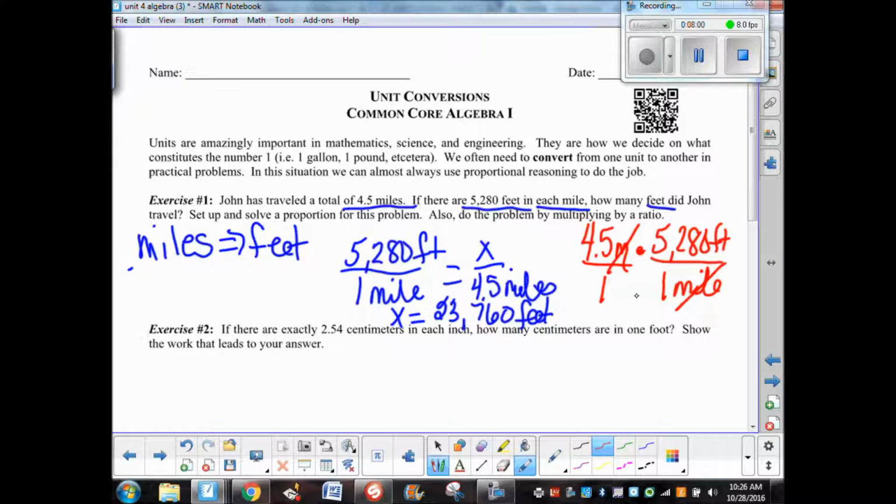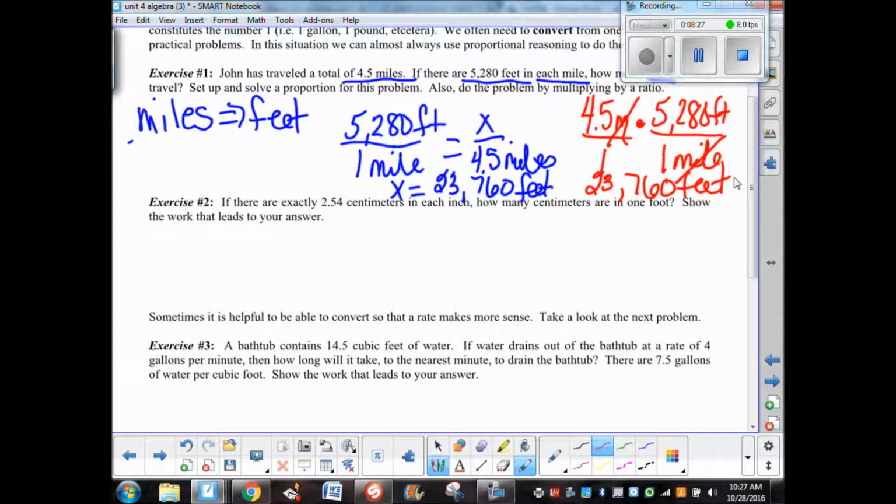That's what we want, because we want to end up with just feet in our answer. Look back to what I did in the beginning. I said we're going from miles to feet. So I need to get rid of the miles. So now I'm just multiplying 2 fractions here. So 4.5 times 5280. Again, that gets me to my same answer of 23,760 feet. Okay. So obviously very simplistic there on that one. So let's take a look at number 2.